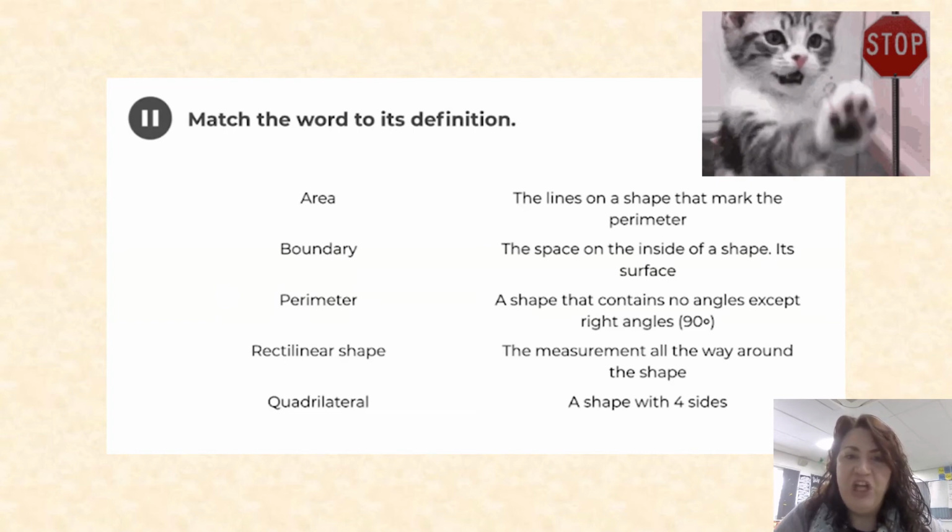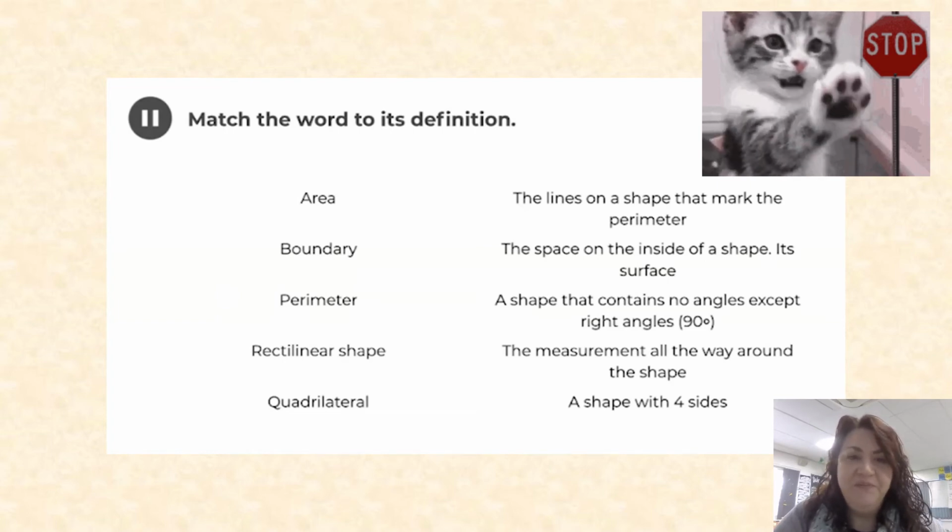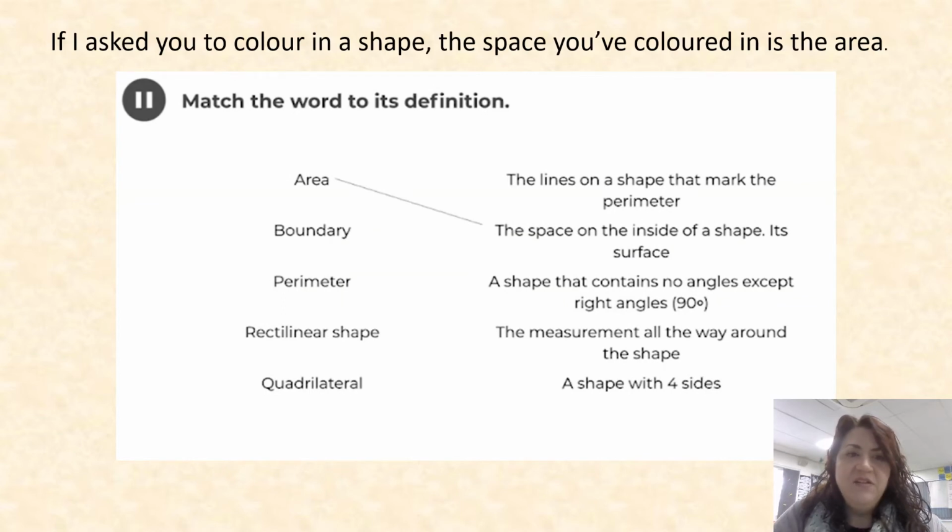Okay, let's have a look at each word in turn. So the first word was area, and that's the space on the inside of the shape. It's the surface of that shape. And as I said earlier, if I ask you to colour in a rectangle, it's the space you've coloured in. That's the area. It's the amount of space it takes up.